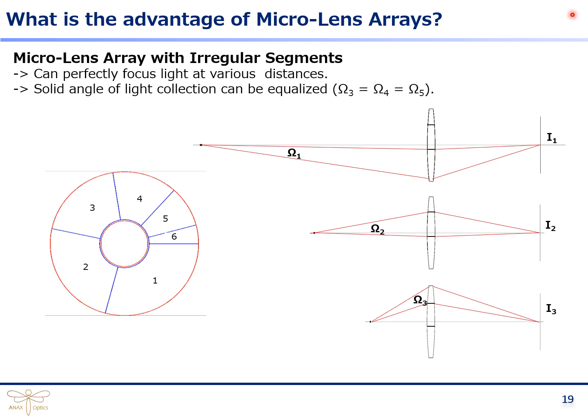The issue of this unequal collection of light from different distances can actually be resolved by adjusting the surface area of the various segments on the surface of the lens array. In the example shown here, the very far away point has been allocated a much larger surface area than a nearer point. As a result, the solid angle of light can be equalized for all distances measured by this device.